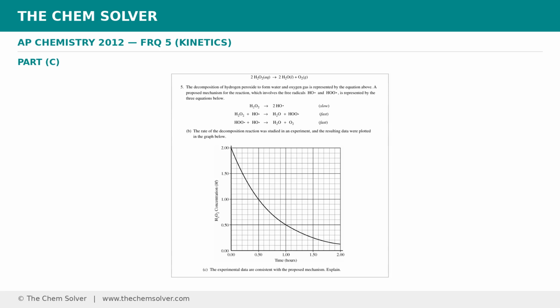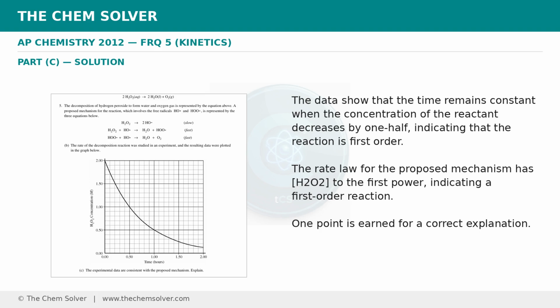The experimental data are consistent with the proposed mechanism. Explain. The data show that the time remains constant when the concentration of the reactant decreases by 1/2, indicating that the reaction is first order. The rate law for the proposed mechanism has H₂O₂ to the first power, indicating a first-order reaction. 1 point is earned for a correct explanation.